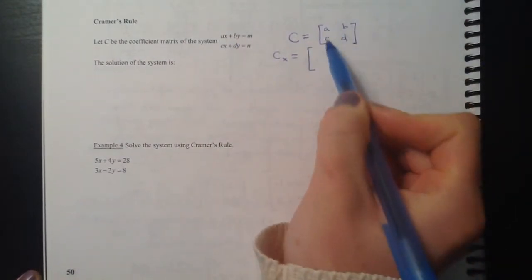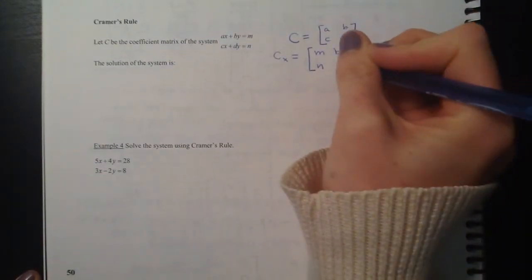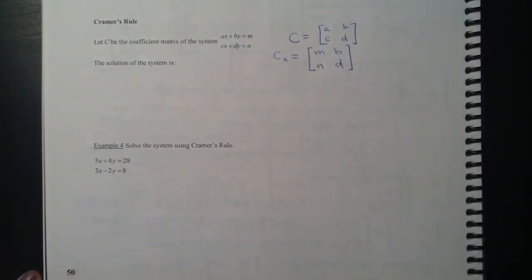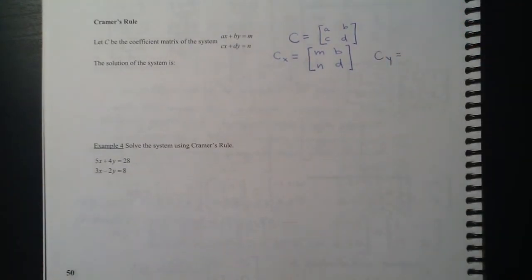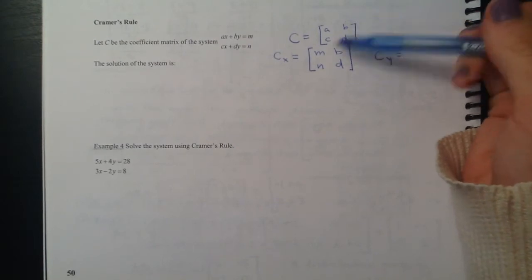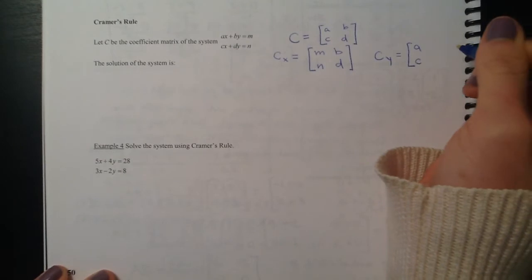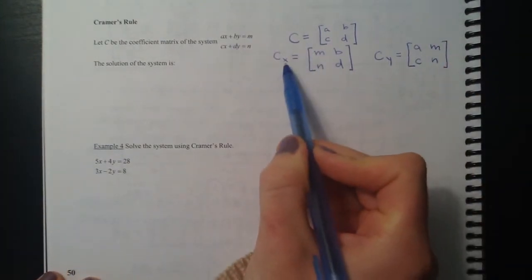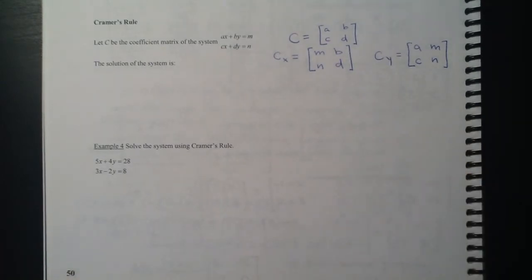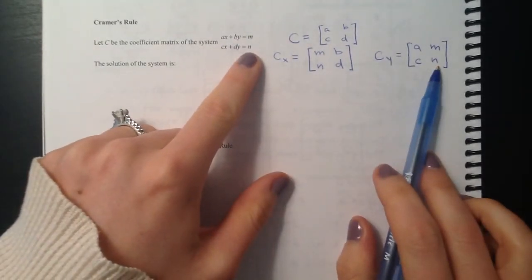So this column used to be X's coefficients. We're going to replace it with the constants, and we're going to keep the other coefficients there. Then we're going to define a third matrix, C sub Y, and that's basically the same thing, except we're going to replace the Y column with the constants. So the A and C, those are X's coefficients, those will stay right in place, and then we're going to replace the Y coefficients with M and N. So remember, this little subscript represents what column you're replacing, not the column that you're keeping. Here we replace the X column with these constants, here we replace the Y column with these constants.